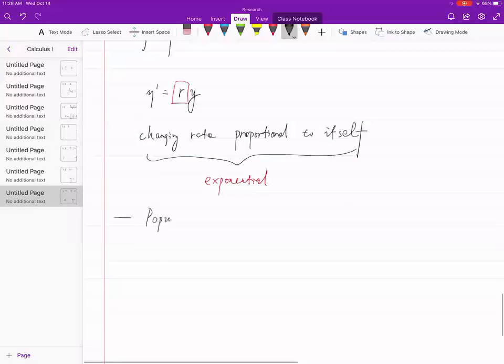Population. Well, bacteria. How fast do the bacteria reproduce themselves? It depends on how much population you have right now. If you have a large herd of bacteria, they grow really fast. If you have a small herd, they grow really slow. But either way, it's roughly proportional to its current size. Therefore, it is exponential growth.